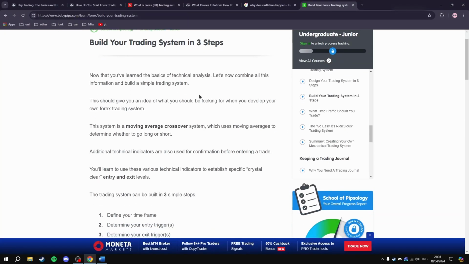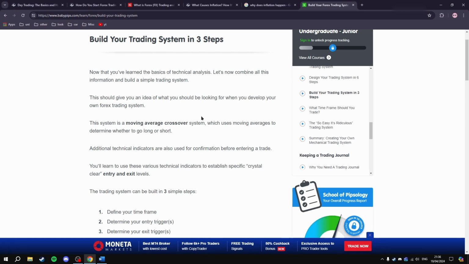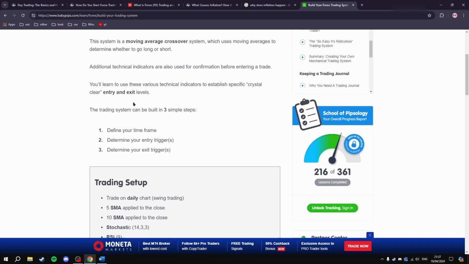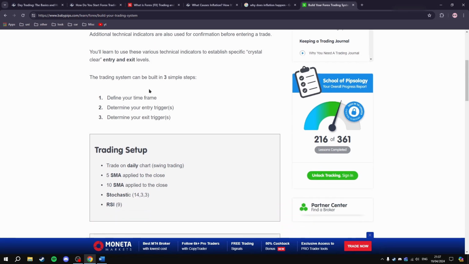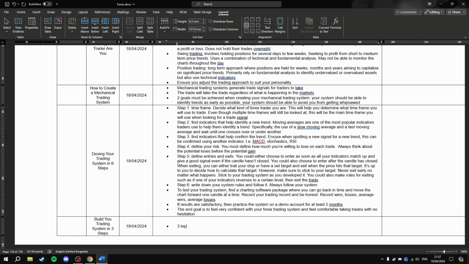Now that you've learnt the basics of technical analysis, let's combine all this information and build a simple trading system. This should give you an idea of what you should be looking for when you develop your own Forex trading system. This system is a moving average crossover system, which uses moving averages to determine whether to go long or short. Additional technical indicators are also used for confirmation before entering a trade. You'll learn to use these various technical indicators to establish specific, crystal clear entry and exit levels. The trading system can be built in 3 simple steps: define your time frame, define your entry trigger, define your exit trigger.